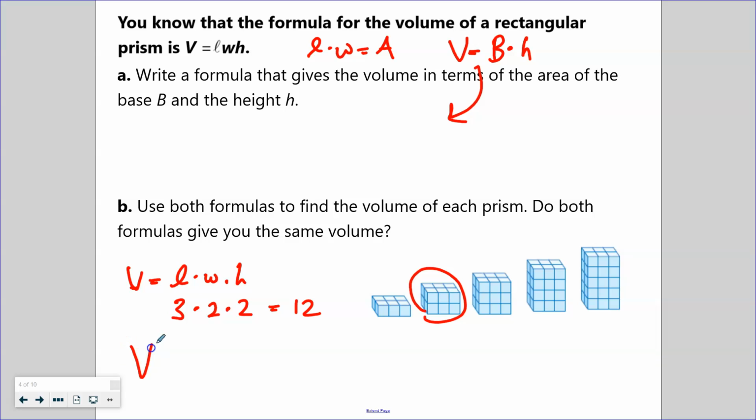And let's use volume equals base times height. And so we would have, well, what's the area of the base, right? The area of the base here is 6, and the height is 2. And so it gives us 12. So we see that it gives us the same. We're not going to do all of them.